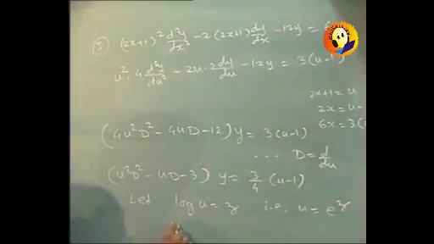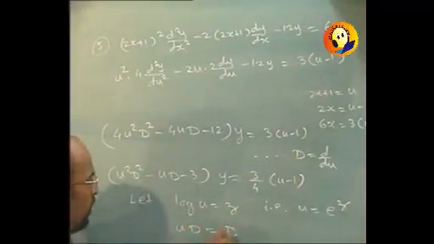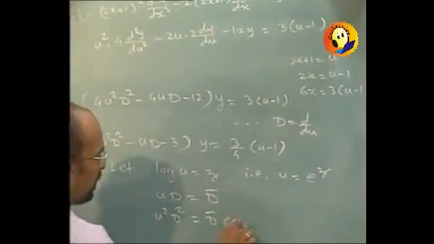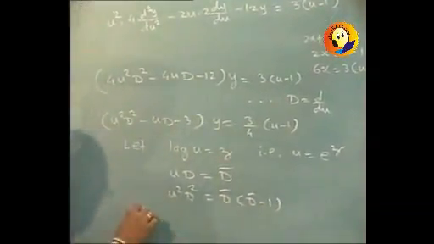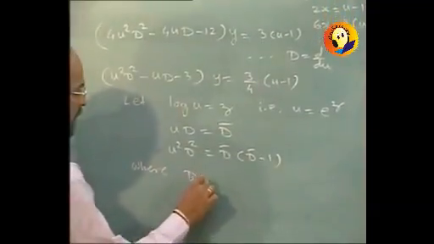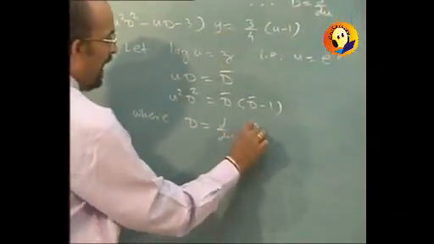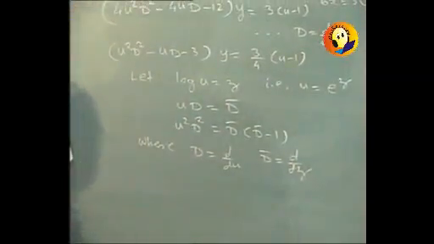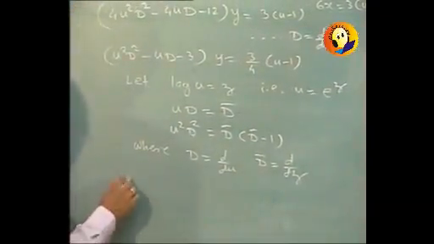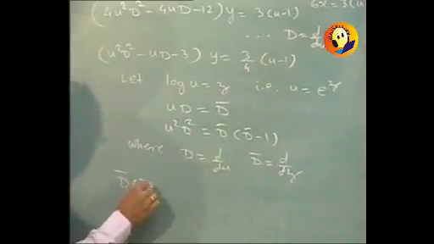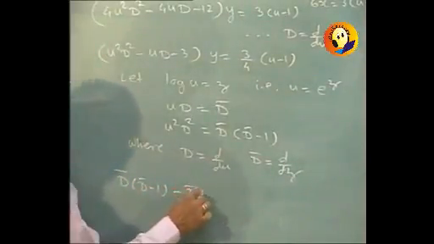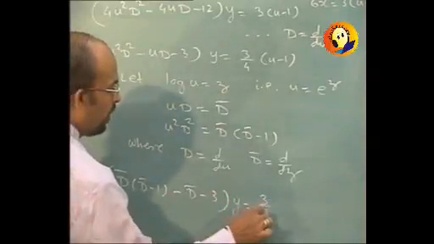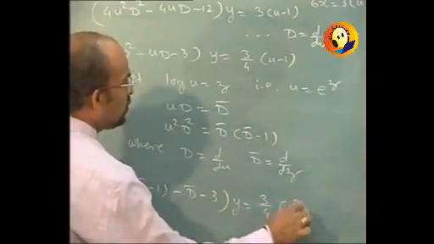Obviously you will say that uD equal to D bar, and u square D square equal to D bar into (D bar minus 1), where D is d by du and D bar is d by dz. Substitute, so it will be D bar into (D bar minus 1) minus D bar minus 3, bracket complete, operating on y equal to 3 by 4 into (e raised to z minus 1).